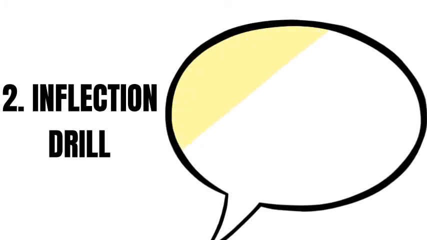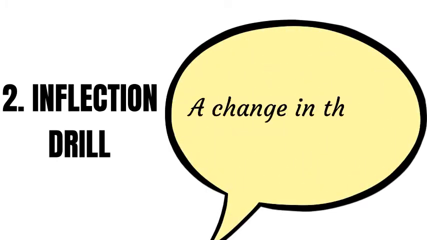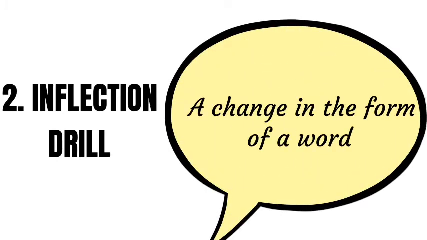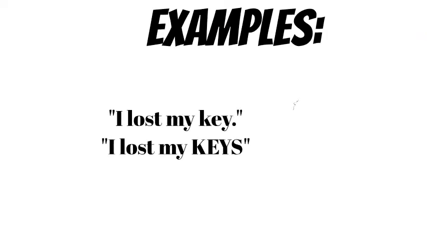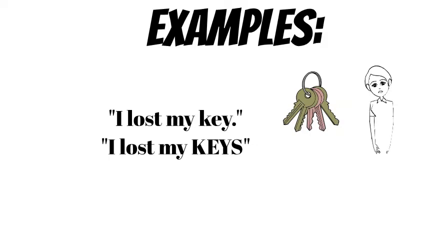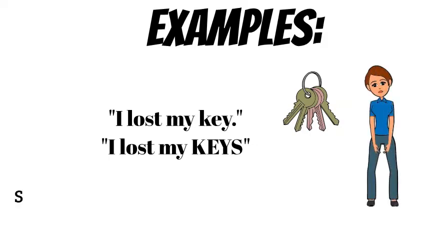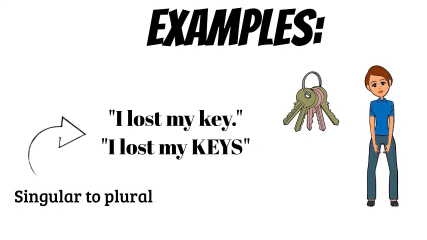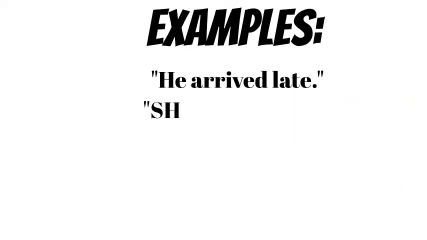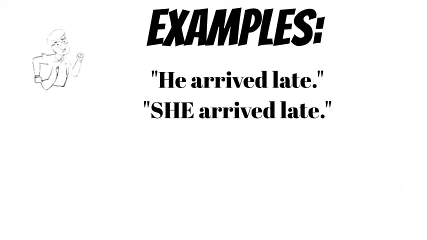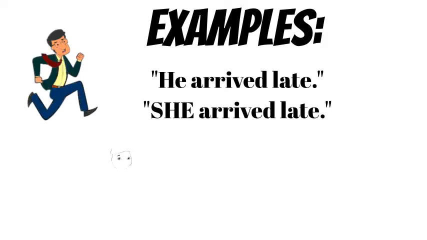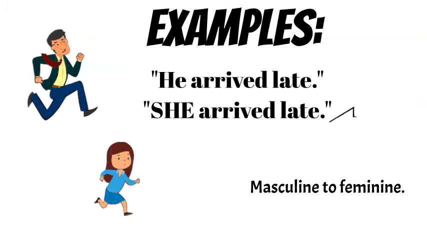Number 2. Inflection drill. Here, one word in an utterance appears in a different form when students repeat it. For example, I lost my key. I lost my keys. So here we go from singular to plural. Or he arrived late and she arrived late. Here we go from masculine to feminine.